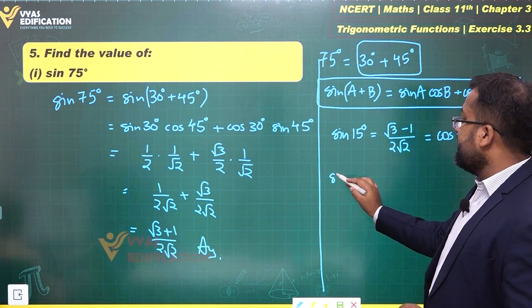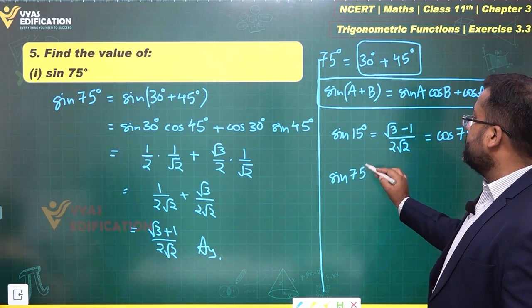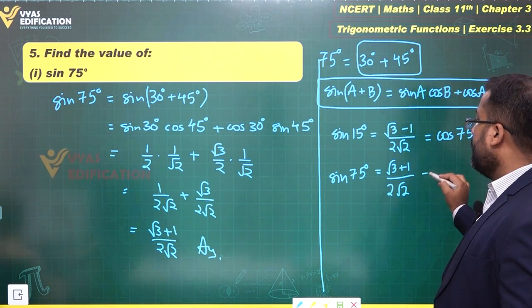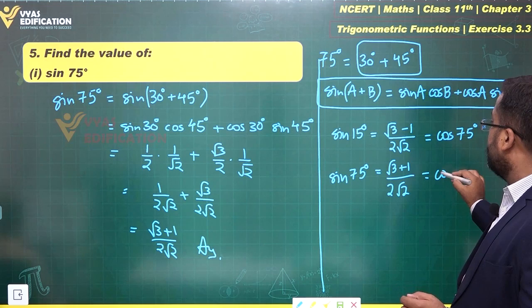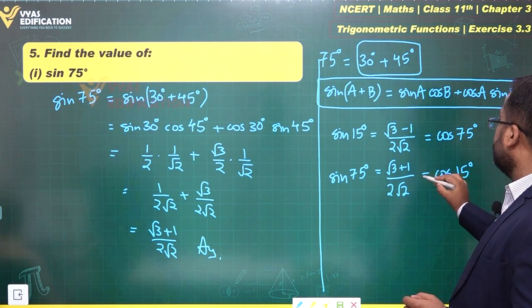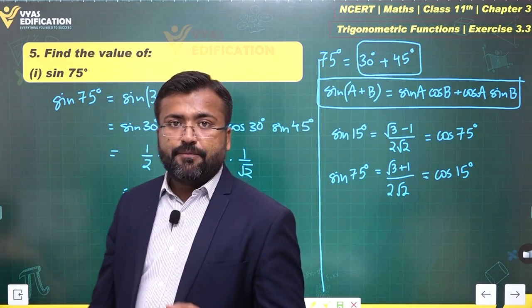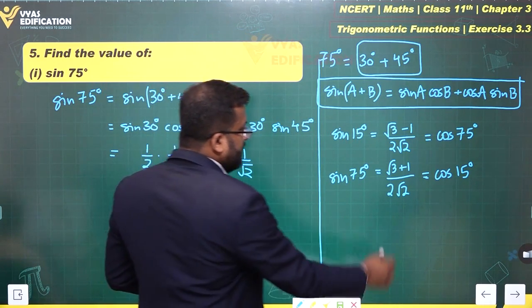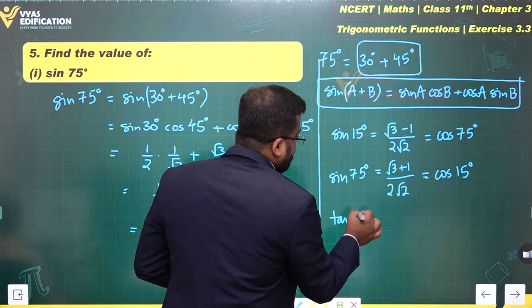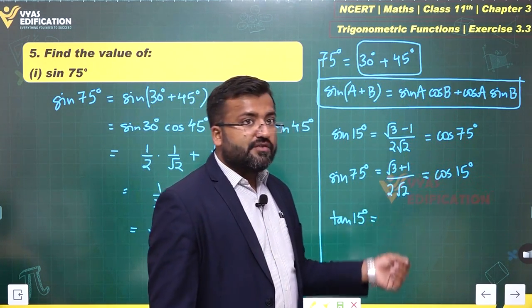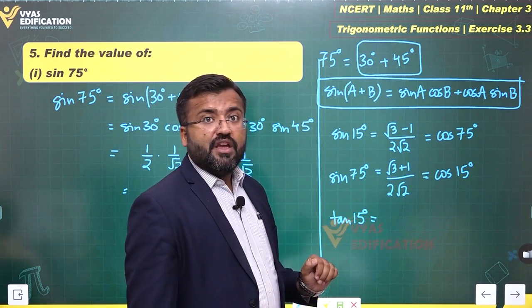Okay, sine 75 degree, as you can clearly observe, is (root 3 plus 1) over 2 root 2, which will be equal to cos 15 degree, right? This is 15 and 75, the sum is 90 degree. These are complementary angles of each other. And on the basis of this, I can define something called tan 15 degree. Tan 15 degree would be sine 15 degree upon cos 15 degree. That's the ratio of these two, right?